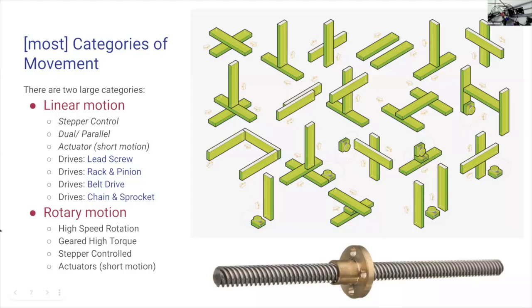So there's that, and then there's rotary motion. There are a couple of ways that you can do rotary motion. You can do high speed rotation. You can do high torque, where it's geared and you've got lots of torque behind it, just a stepper. And then there are also actuators, and I'd count servo motors in that camp. So there are a few different things to take into account when we're looking at all of these.